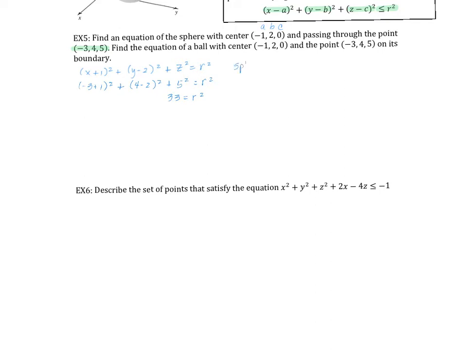So when I look at the sphere, the equation is going to be x plus 1 squared plus y minus 2 squared plus z squared equal to 33. So to write the equation of the ball, I simply have to replace the equal sign with the inequality. So that would be x plus 1 squared plus y minus 2 squared plus z squared less than or equal to 33.